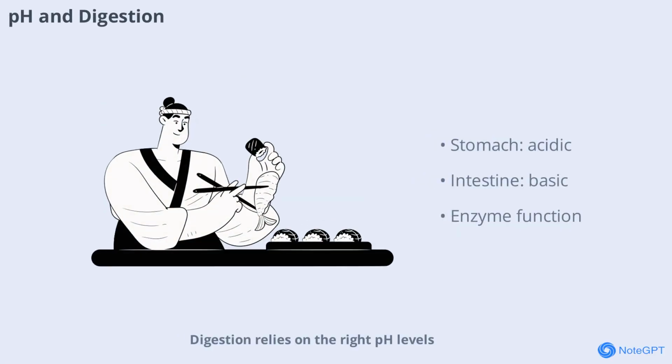Digestion relies on the right pH levels in different parts of the digestive system. The stomach's acidic environment breaks down food, while the small intestine is more basic, which helps absorb nutrients. Enzymes that digest food work best at specific pH levels. If the pH is off, digestion can be less efficient, leading to discomfort or health issues. Maintaining the right pH is key to good digestion.